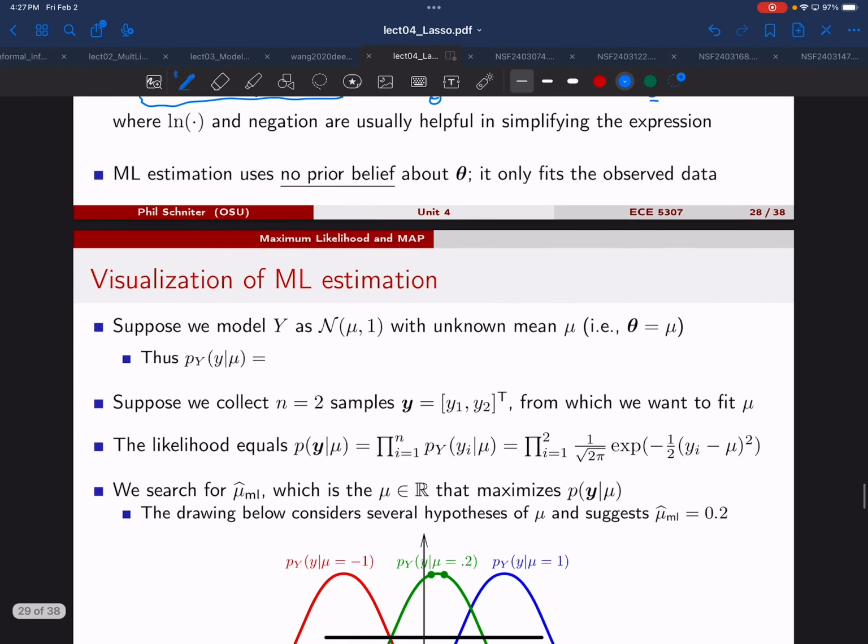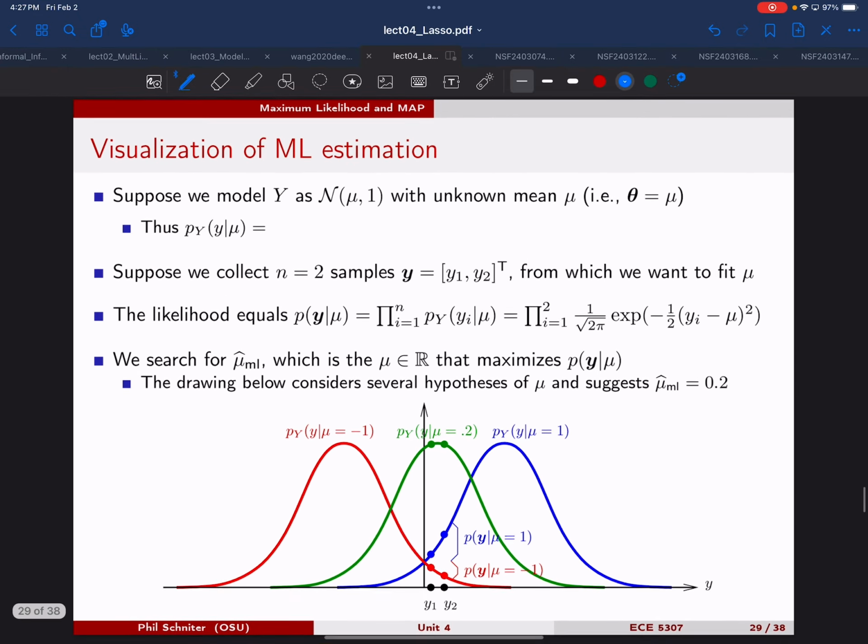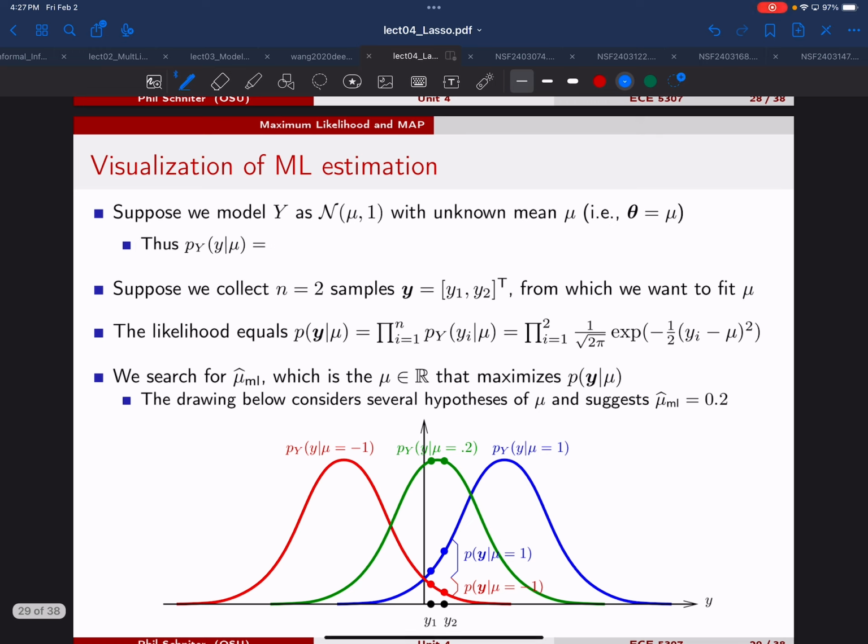Okay, so let's try to visualize what's happening here with a simple example where we have a random variable y that is going to be Gaussian, and I'm going to say that the variance is known to be 1, and so the only unknown is the mean of the Gaussian. We know we have a bell curve, but we don't know where it's shifted to. It's shifted left or right, centered at mu, but we don't know what mu is, so that's the whole goal. So in this case, the vector of parameters is simply a scalar mu.